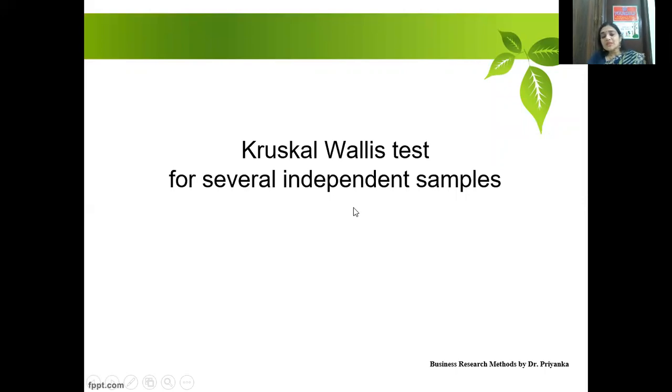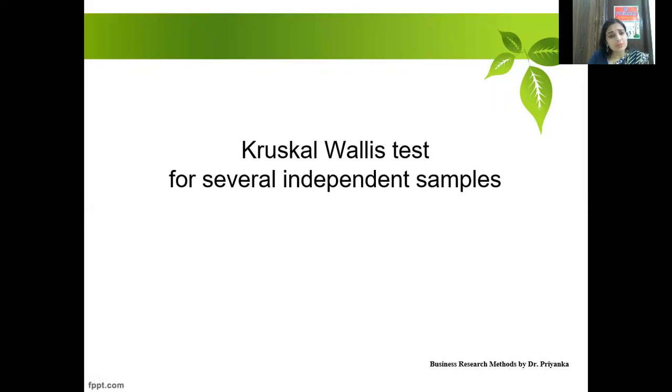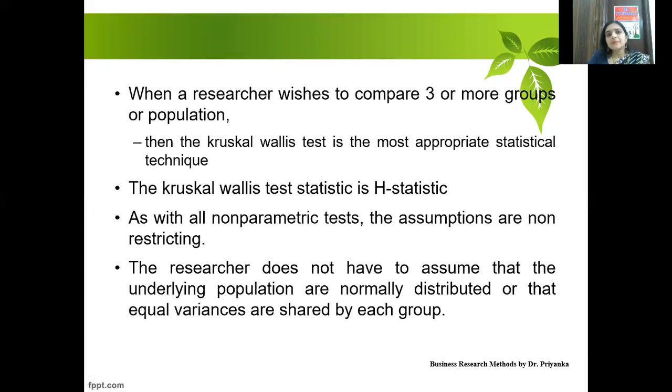Now, the Kruskal-Wallis test for several independent samples. Till now, we were discussing tests for two independent samples and two dependent samples, where we were basically taking only two categories. Now we can have more than two categories, or groups, basically three or more groups. When a researcher wishes to compare three or more groups of a population, the Kruskal-Wallis test is the most appropriate statistical technique, and the test statistic used for this is the H statistic.